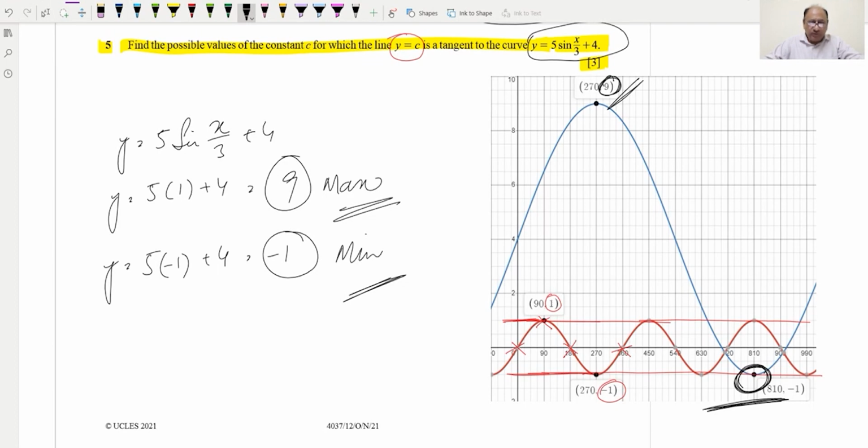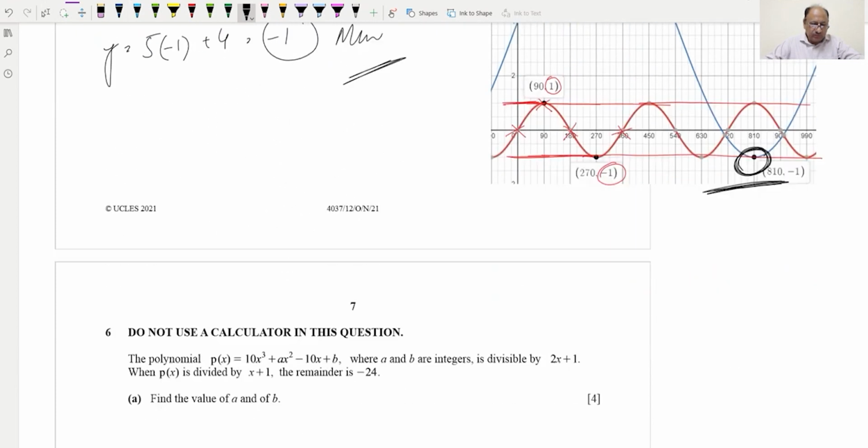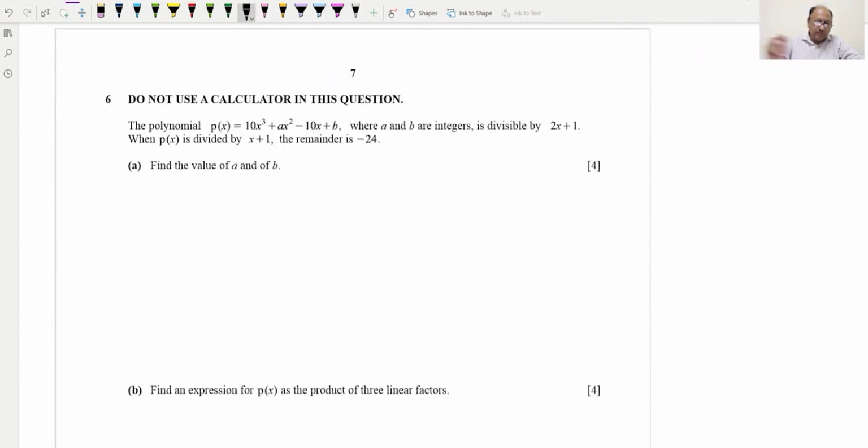Now we can move to the next question, and the next question is question number 6. They are saying do not use a calculator in this question, so it means you are required to show complete working.